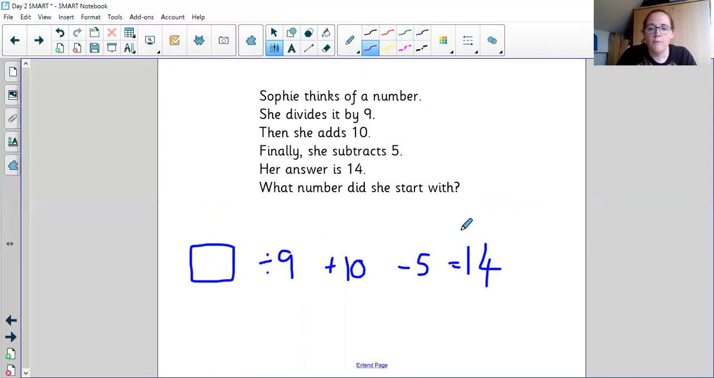Well, we're going to use the inverse to go back along the number line and get to Sophie's original number. So instead of subtracting 5, we'll add it. That gets me to 19. Take away 10 from 19 is 9. Multiply by 9 and we get 81 because 9 squared is 81. Let's check it. 81 divided by 9 is 9. Add 10, 19. Take away 5 is 14. So we've got the right answer. Okay, you've got 3 of those on your activity sheet today.